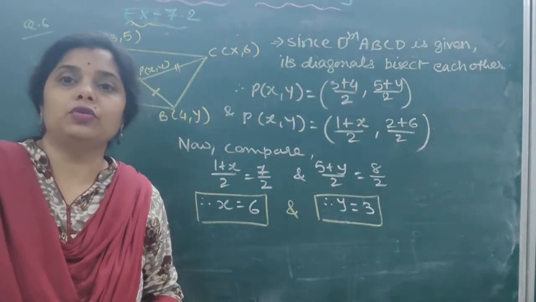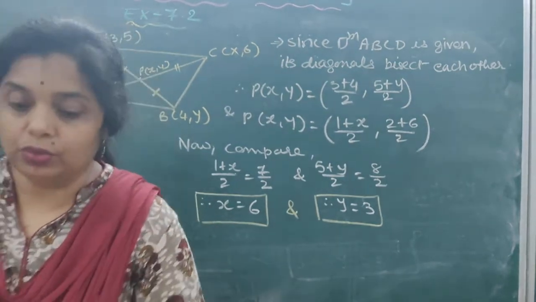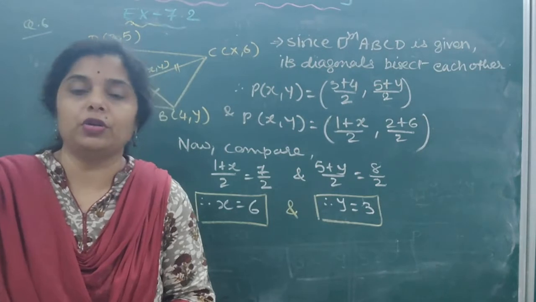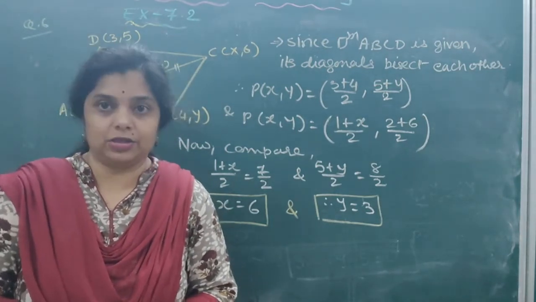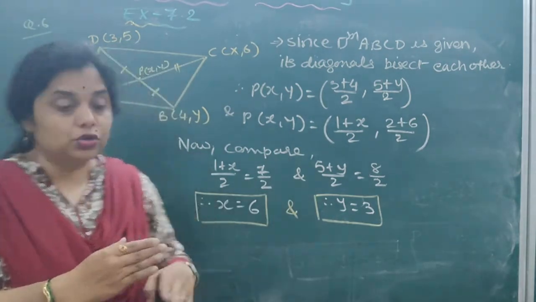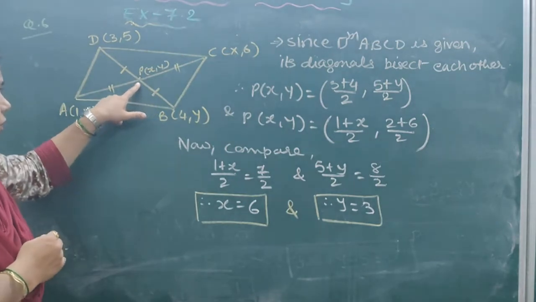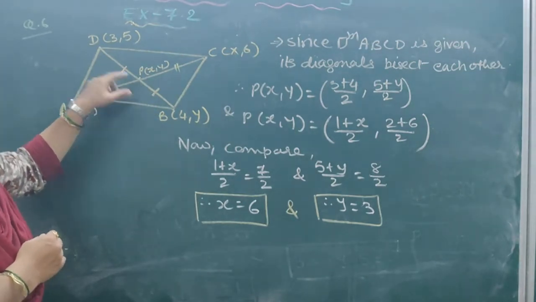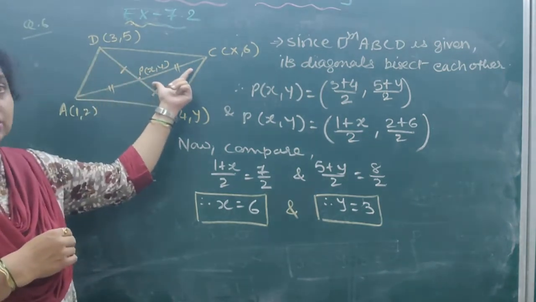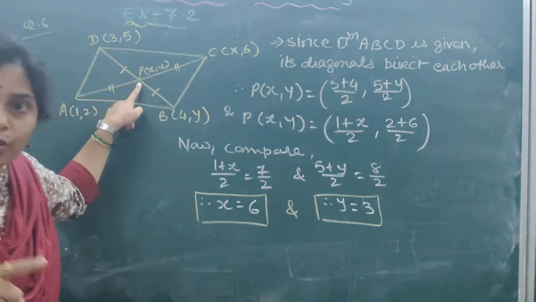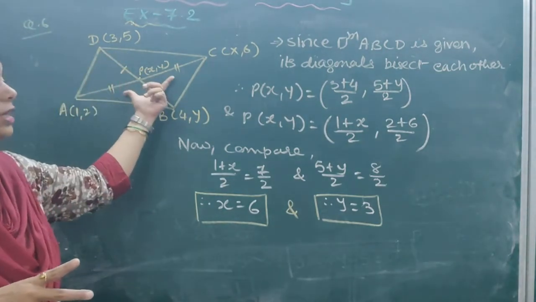To find the values of x and y, we are going to use one of the properties of a parallelogram. As you know, in a parallelogram the diagonals bisect each other. Bisect means exactly half. So if P is the intersection point, it bisects at P, so we can say that DP is equal to PB and AP is equal to CP. It means P is the midpoint for both diagonals, for DB and also for AC.